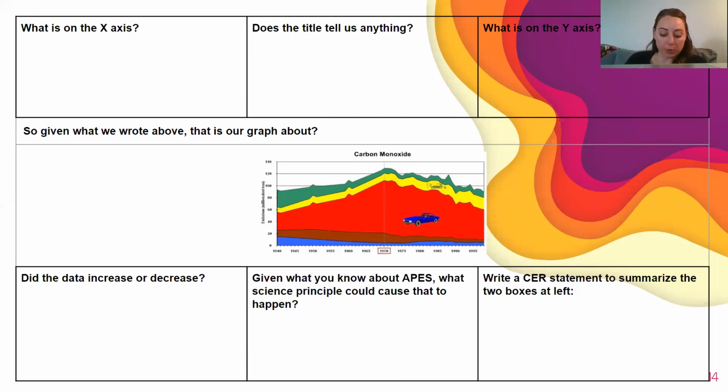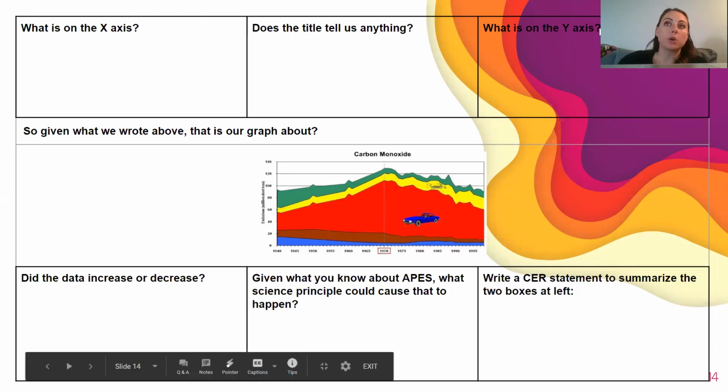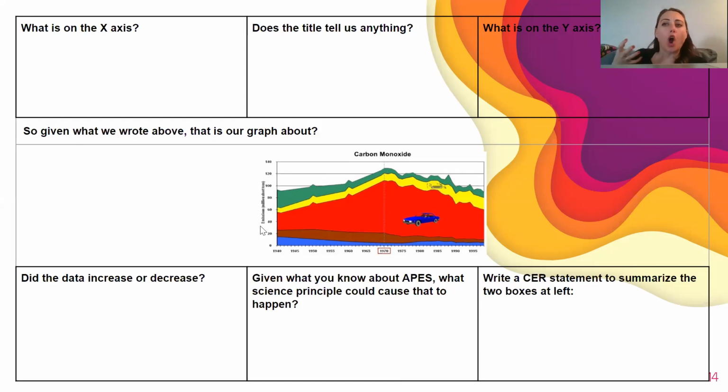I know that this is pretty small, but I tried to include this in your viewing guide. So if you want to pull that back up, it's a little bit larger. Hopefully you can increase it on the screen. If we look on our y-axis, we're going to see that there's emissions. So we're going to record what's on the y-axis. Emissions, so it's like how much car exhaust is coming out.